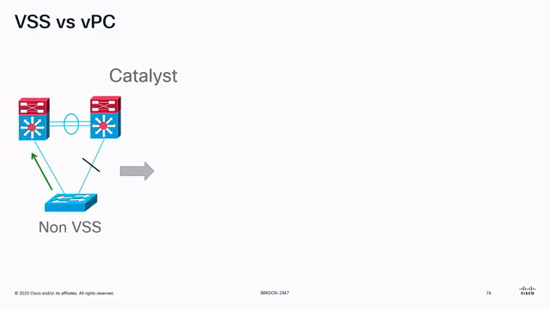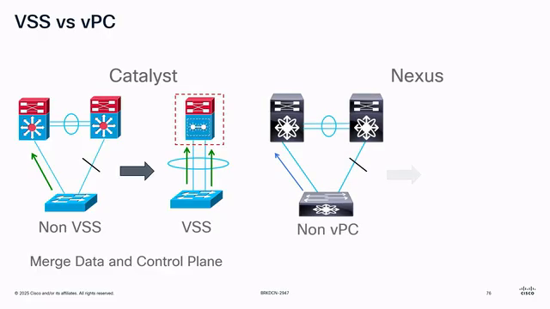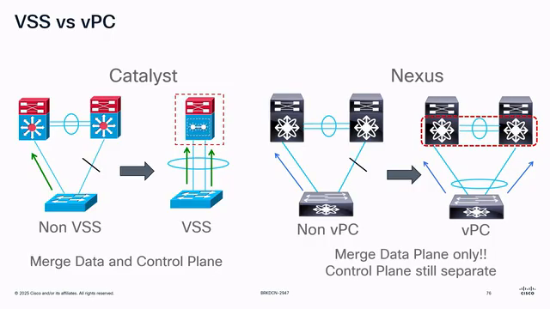Now, I mentioned this already. I talked about the VSS versus VPC. We do merge the control plane and the data plane for VSS. If you're familiar with Catalyst and use Catalyst, this looks like this. If you are using Nexus, then it looks a little bit different. We have dual control plane and one data plane. The data plane is merged, but the control plane is not. We have L2 and L3 protocols as well.